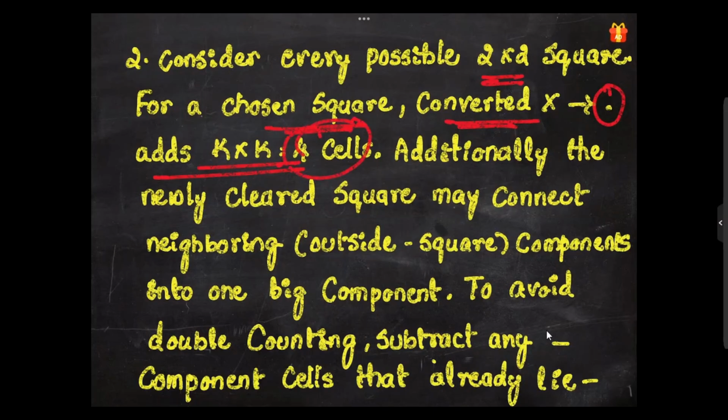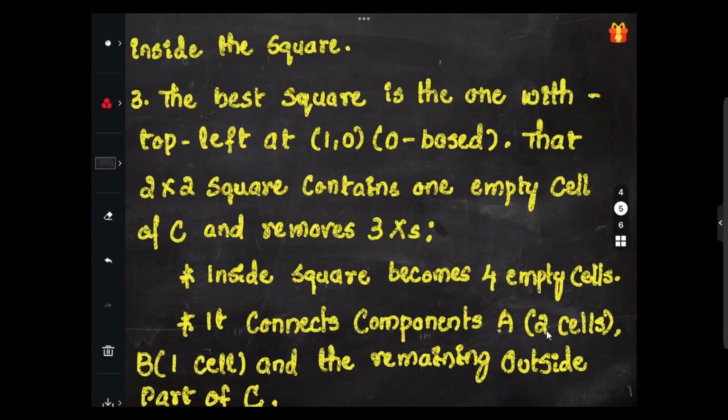Simple. Additionally, the newly cleared square may connect neighboring components, neighboring in the sense of components outside the square, into the big component. To avoid double counting, we'll subtract any component cells that already lie inside the square. The best square is the one with top left at 1 comma 0, nothing but 0 based, right?